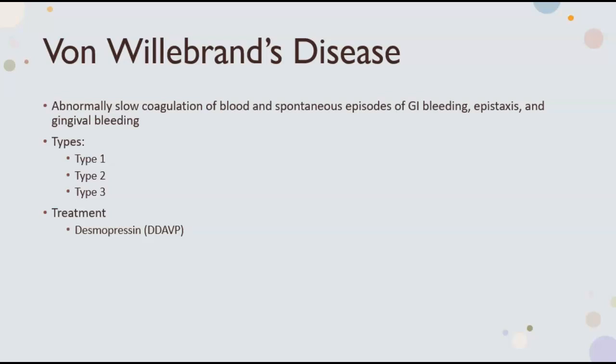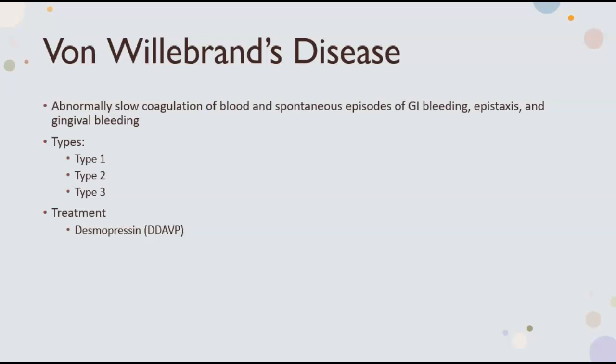Von Willebrand's disease. This is abnormally slow coagulation of the blood and spontaneous episodes of GI bleeding, epistaxis, and gingival bleeding. This is caused by a deficiency of von Willebrand's factor, which is critical for platelet adhesion. They also have a low factor 8.